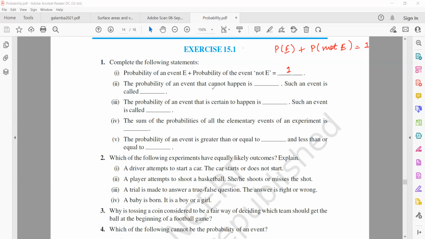The probability of an event that cannot happen is 0. There is no probability. Such an event is called an impossible event. The probability of an event that is certain to happen, like you are very sure that this thing is going to happen, is 1, right? Such an event is called a sure event.